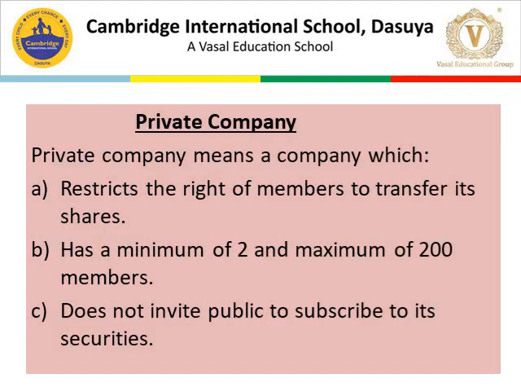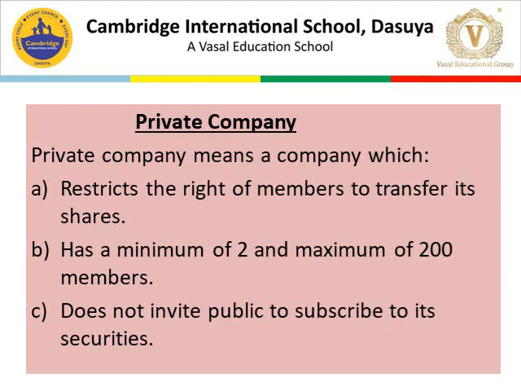A private limited company or a private company means a company which, A, restricts the rights of members to transfer its shares. In a private limited company, persons cannot transfer their shares from one person to another as is done in the case of a public limited company. B, has a minimum of 2 members and a maximum of 200 members. In a private limited company, the minimum number of members should be 2 and the maximum cannot exceed 200.